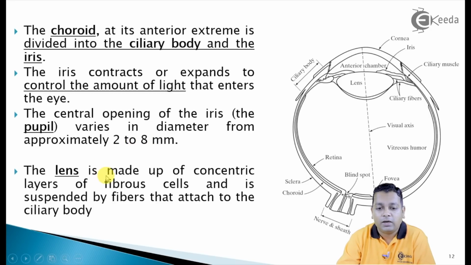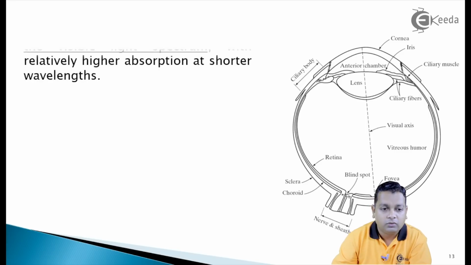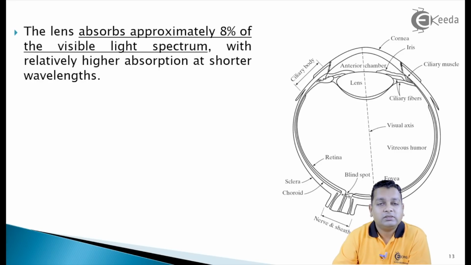The lens is made up of concentric layers of fibrous cells and is suspended by fibers that attach to the ciliary body. So here we have the next point. The lens, which is very important as far as visualization is concerned, the focus is because of this lens. It absorbs approximately 8% of the visible light spectrum, with relatively higher absorption at shorter wavelengths.